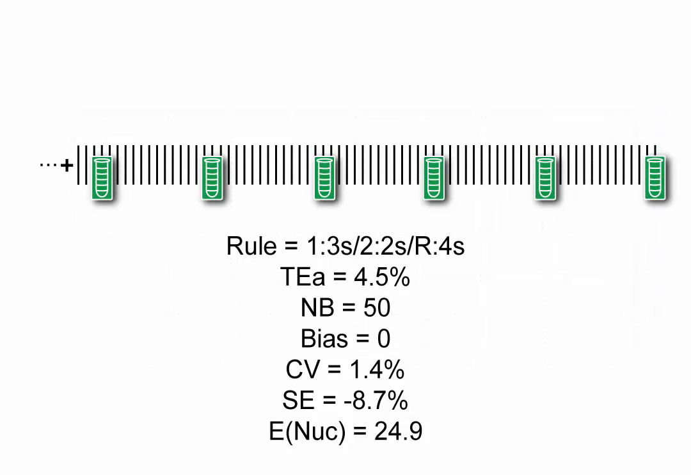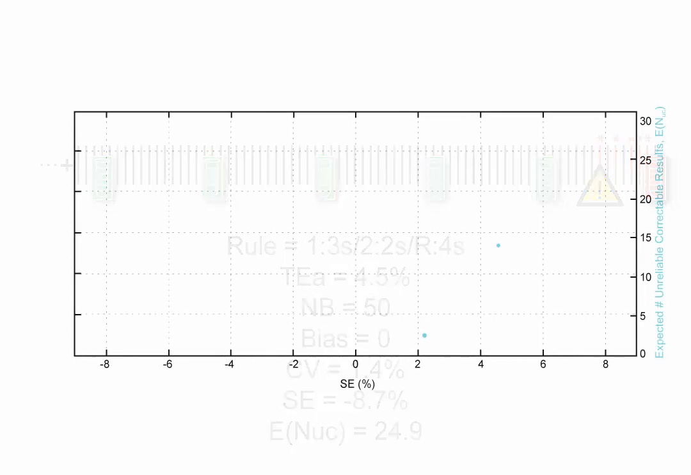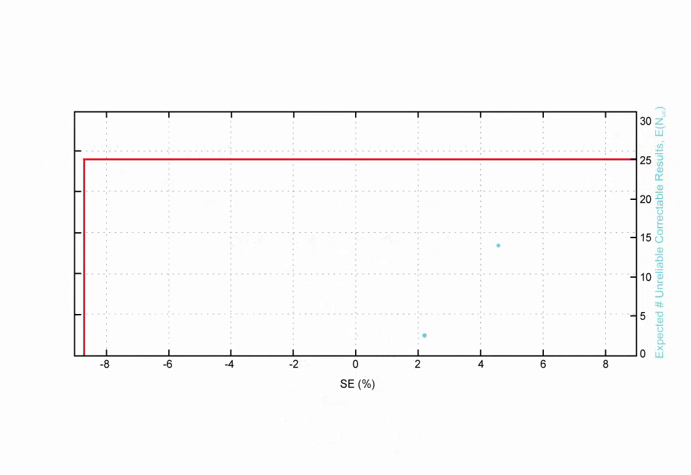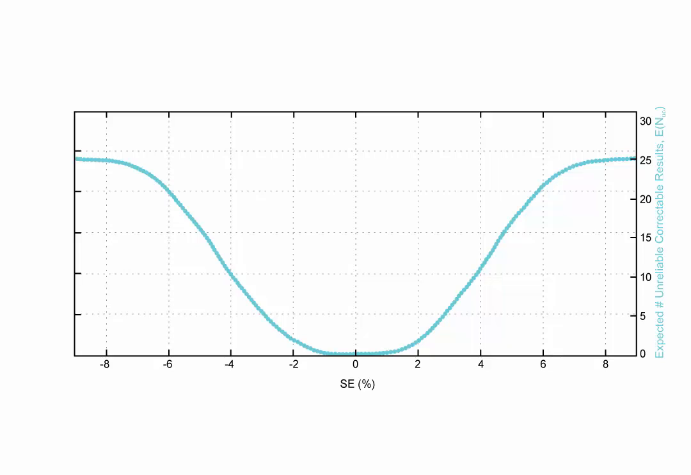Let's take a look at a negative out-of-control condition, say an 8.7% shift downwards. In this case, the predicted ENUC is 24.9. Let's plot the ENUC for this out-of-control condition. We could continue to compute and plot the predicted ENUC over a range of possible out-of-control conditions, producing a curve.